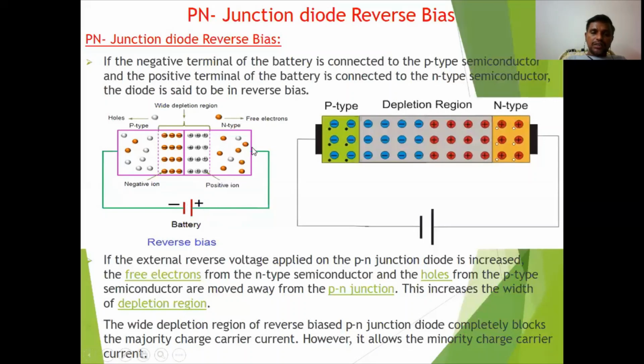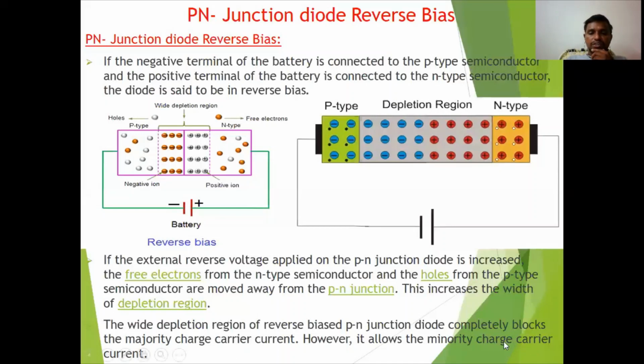Because of the positive terminal, the holes that are minority carriers present in n-type are repelled towards the junction, and at the same time, because of the negative terminal, the electrons that are minority carriers present in p-type are repelled and cross the junction. So due to that, there is movement of minority carriers, electrons from p-type to n-type and holes from n-type to p-type, and a small current flows. That current is called the reverse saturation current. Okay, reverse current, that's the point.